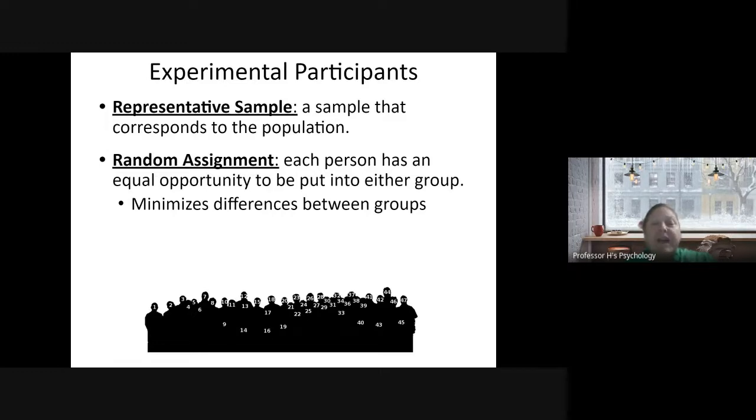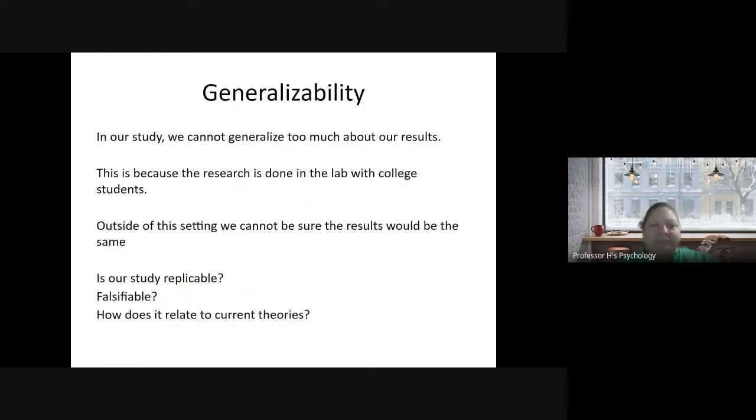So each person has just as equal of a chance to end up in either group. That's random assignment. There are different ways you can do random assignment, which you can talk about in an experimental class, which is really fun. Anyway, we get them assigned to their group, and then we do our study.